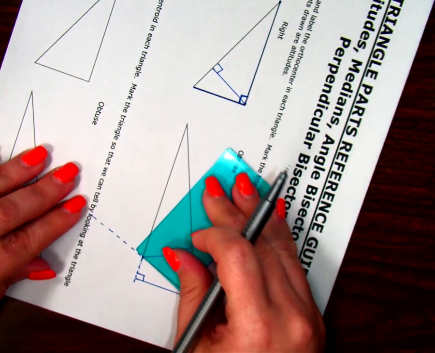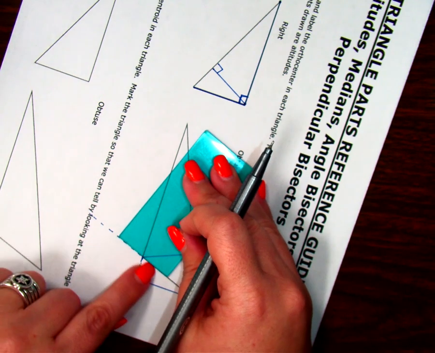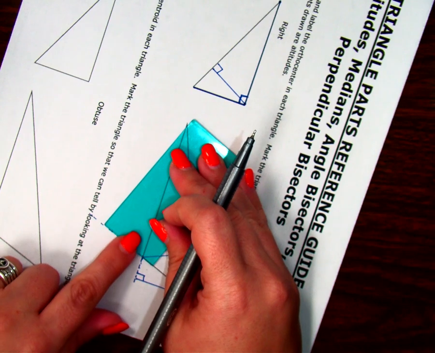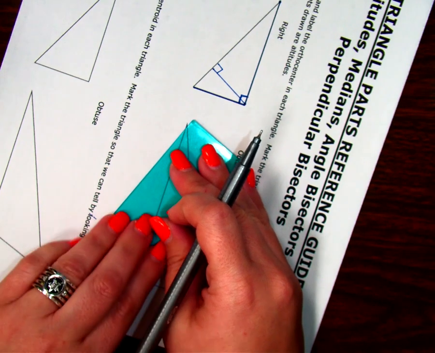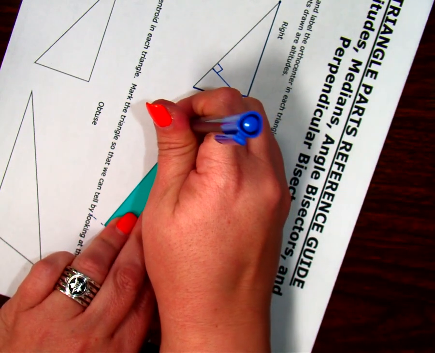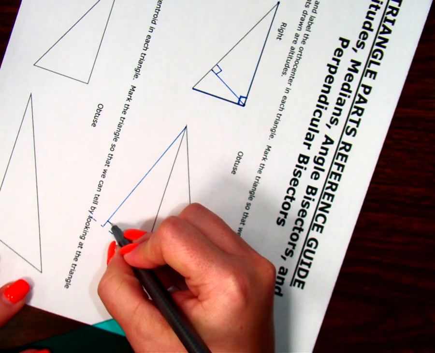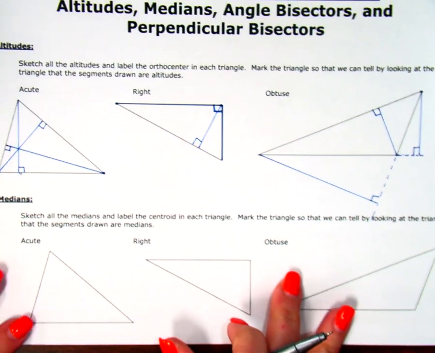Hopefully that's far enough. Alright, so lining up, traveling over, staying in line down here in the bottom, staying in line down here in the bottom until I get to this corner up at the top. And then I can draw in my altitude. Okay?